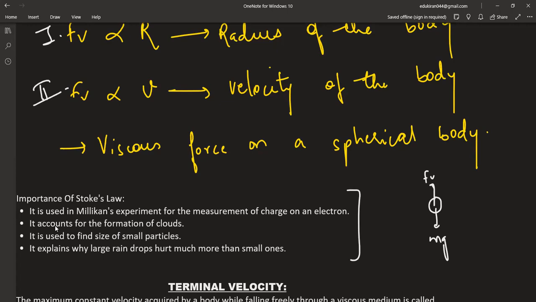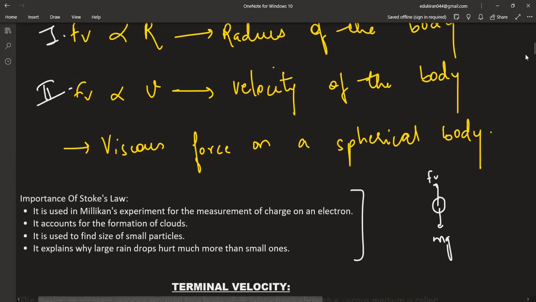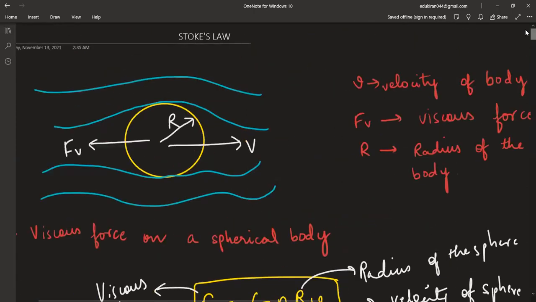Just make the headings. This is not very important. I would suggest you all go through the NCERT and read the applications properly from the text as homework. Write it down. Then we'll start with terminal velocity.